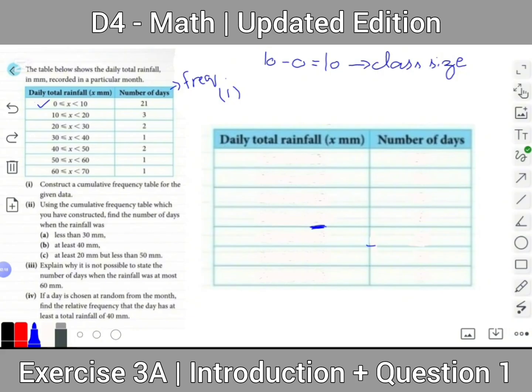So let us start by calculating the total of frequency. So the total of frequency is 31. 21 add 3, add 2, add 1, add 2, add 1, add 1 gives us 31.